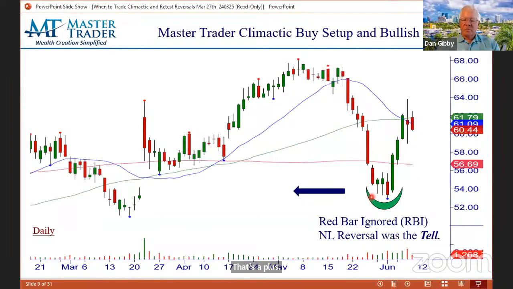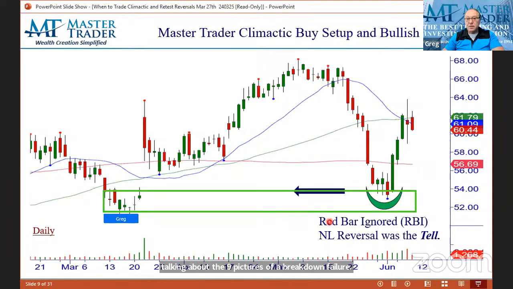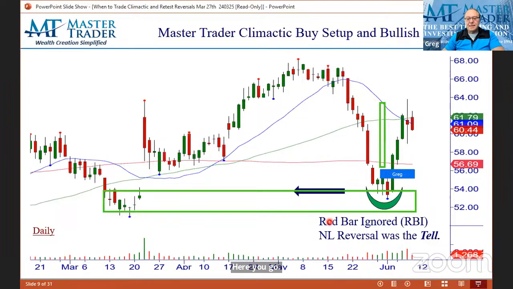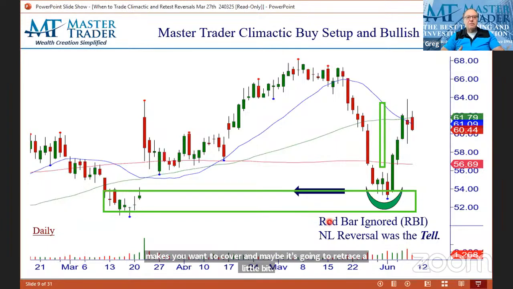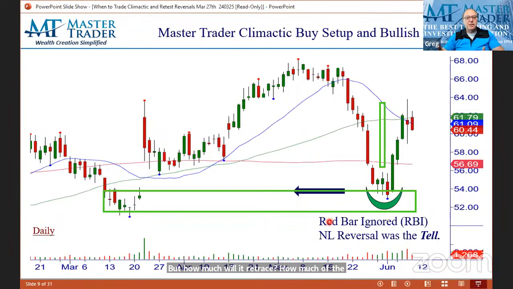Same but different. Greg, you mentioned when you were talking about the nine pictures of a breakdown failure. Here you go. It looked like it was going to go lower. I'm looking at this and saying, oh, it's extended. There's a couple of bottoming tail bars. And this is where there's this balance of, hey, the trend is down. I think it's going lower. I see a bottoming tail bar. It makes you want to cover. And maybe it's going to retrace a little bit. But how much will it retrace? How much of the profit will you give up if you don't cover in a situation like that? Well, I can't answer that because that's the unknown.